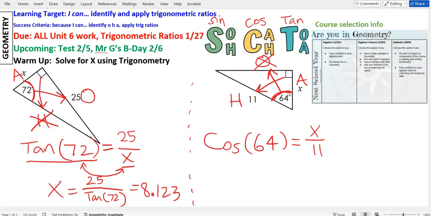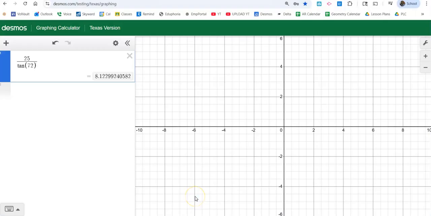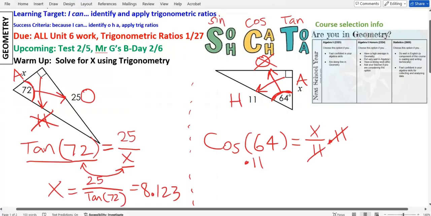Now, what if X is on the top of the fraction? Well, it's easier. You just need to get rid of the divided by 11. What's the opposite of dividing by 11? Multiply. So times 11 cancels that out, and this side will also be times 11. So you're going to type in cosine 64 times 11. Make sure the times 11 is after the parentheses, and you should get 4.822.